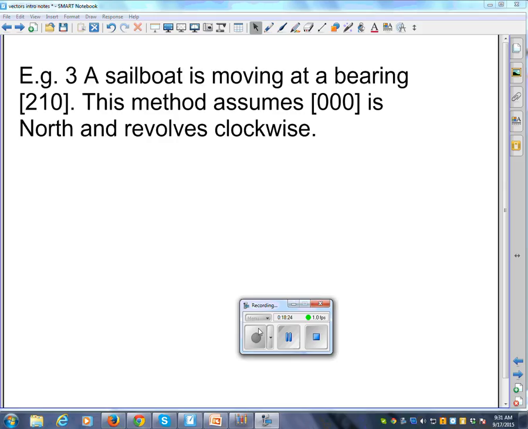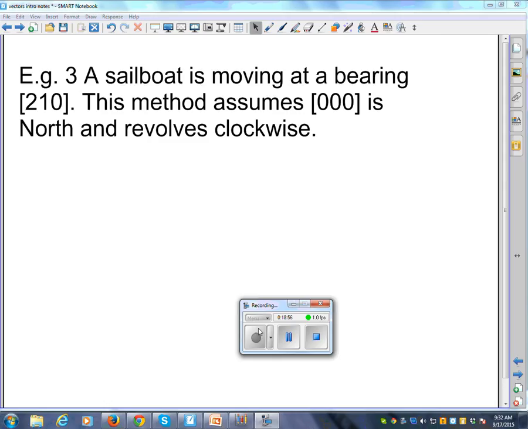Okay. Here's the last naming convention. This is the one that the pilots actually use. When you're sitting in the cockpit of the plane, you would hear the aircraft controllers giving them bearings, giving them directions to fly. It can be boats too, doesn't have to be planes. A sailboat is moving at a bearing of 210. I put the bearings in square brackets, which I think is just a convention that I use. This method assumes that 0 is north and revolves clockwise.